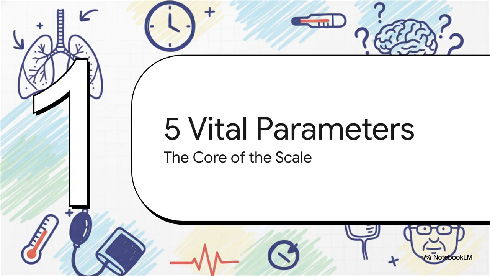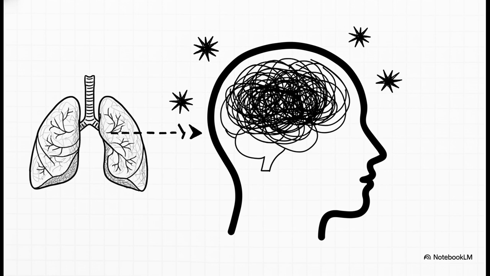Moving right along to Section 2, CURB-65 and its 5 vital parameters. Let's break down the actual pathophysiology behind each one of these letters. We start with C for confusion. We're talking about mental disorientation here, like a patient who suddenly doesn't know where they are. In clinical terms, that's an abbreviated mental test score of less than 8.